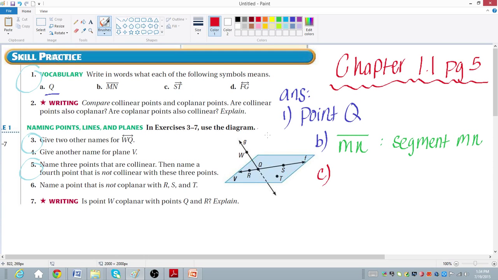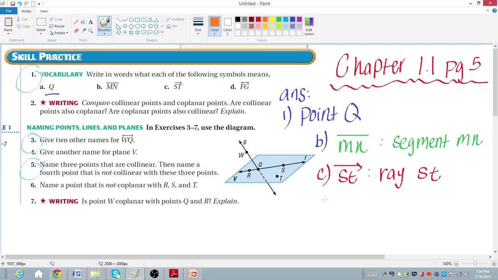And then part C, I have ST with an arrow right here. Since I only have one arrow, this is a ray, so you call this ray ST.